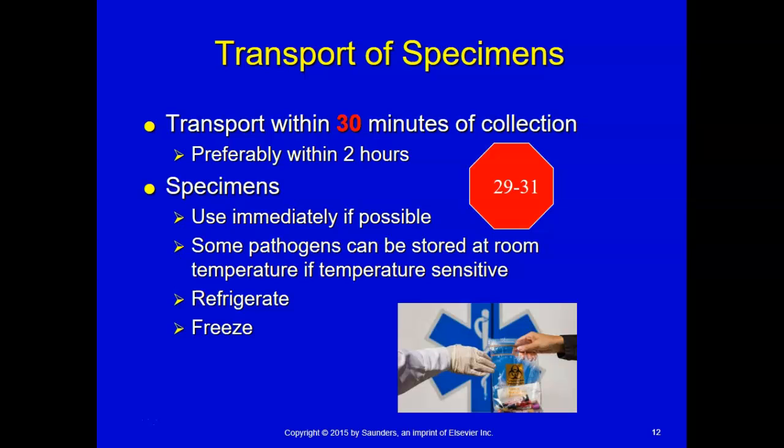Specimens should be transported to the lab within 30 minutes when at all possible, preferably within 2 hours. We should use the specimens immediately if possible. And we're going to talk about storage conditions for certain pathogens, but some can be stored at room temp. Some can be stored in the refrigerator, and some need to be frozen.